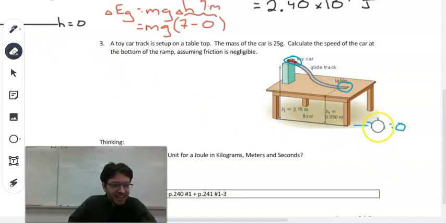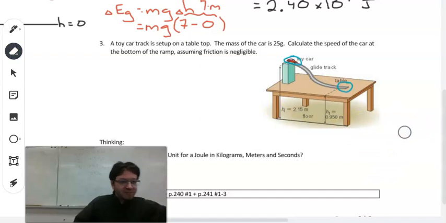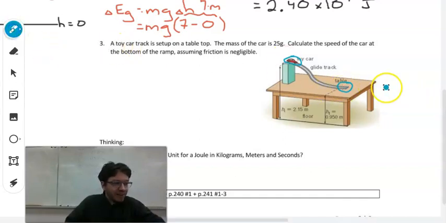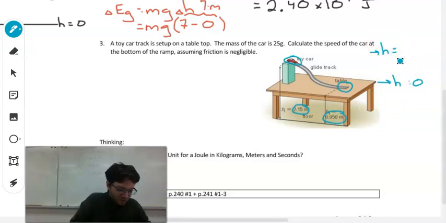I am going to make the tabletop the height of 0, because like I said earlier, if I'm dropping the tennis ball onto my table, I may as well make the table a height of 0. So if the tabletop has a height of 0, then you can figure out the height of the top of this ramp by finding the difference between 2.15 meters and 0.95 meters. 2.15 minus 0.95 gives you 1.2 meters. It's a pretty high track.